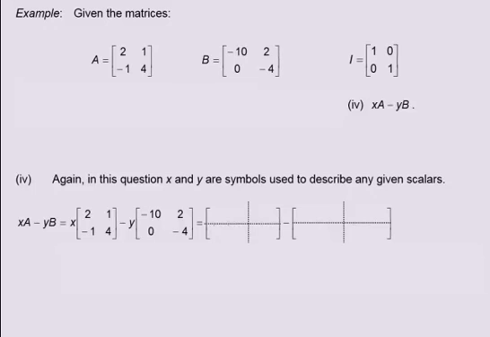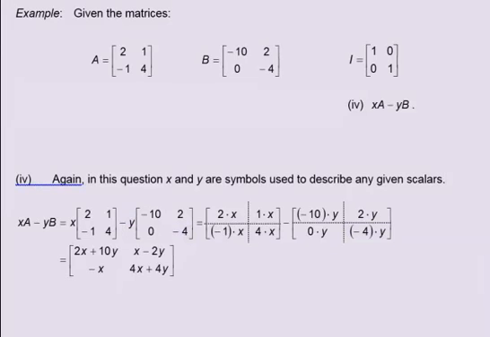Here are the patterns. Let's take the first matrix. Top left is 2 multiplied by x, top right is 1 multiplied by x, bottom left is minus 1 multiplied by x, bottom right is 4 multiplied by x. Now the second matrix. Top left is minus 10 multiplied by y, top right is 2 multiplied by y, bottom left is 0 multiplied by y, and bottom right is minus 4 multiplied by y.